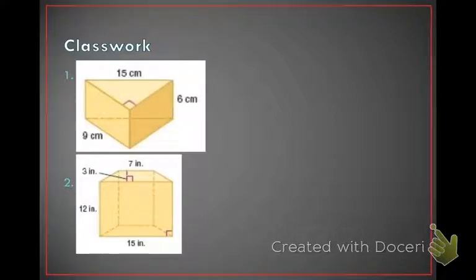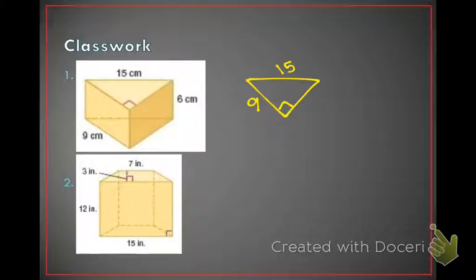Okay, so look at this. This is classwork. I'm only going to say this once. So what kind of prism is this? Triangular. There's a top and a bottom. The top and the bottom are going to be congruent in every single way. What kind of triangle is it? Right triangle. Opposite of the right angle is 15. What other side were we given? We were given 9, right? Because these two sides are congruent to each other.